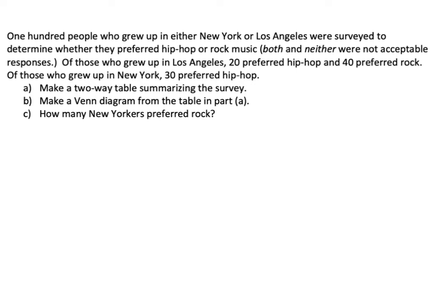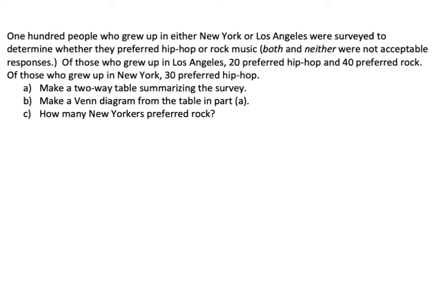One of the things that we want to be able to do in section 1C is to take a scenario described to us, represent it in a two-way table, and create a Venn diagram. So if we look at this example, there's 100 people. They either grew up in New York or Los Angeles, and they took a survey to see if they preferred hip hop or rock. Now, they had to pick one, and they couldn't pick both. So here, both and neither were not acceptable. That just makes it a little bit easier for us to analyze.